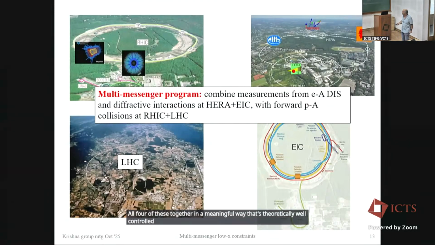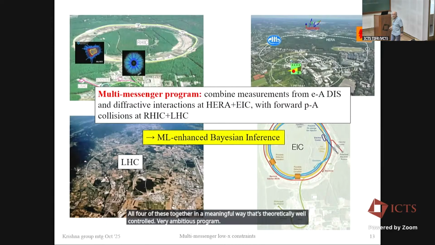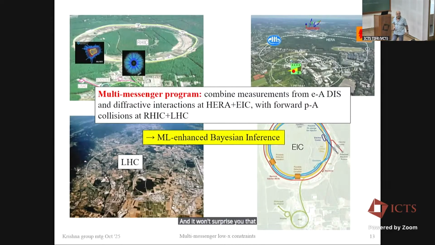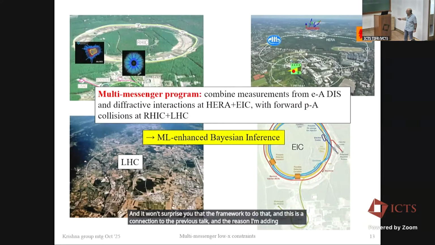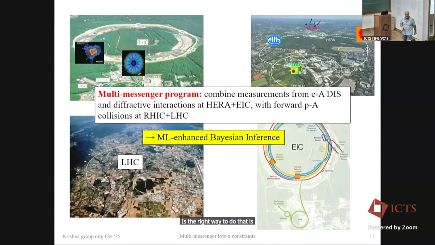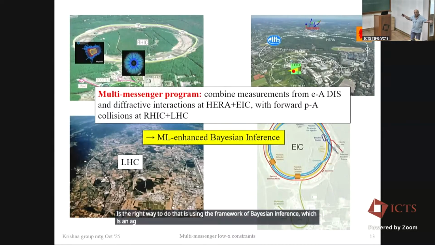Very ambitious program. And it won't surprise you that the framework to do that, and this is a connection to the previous talk and the reason I'm adding this here, is the right way to do that is using the framework of Bayesian inference, which is an agnostic tool to bring together complex, heterogeneous data and complex calculations, and confront them in a consistent, rigorous fashion.